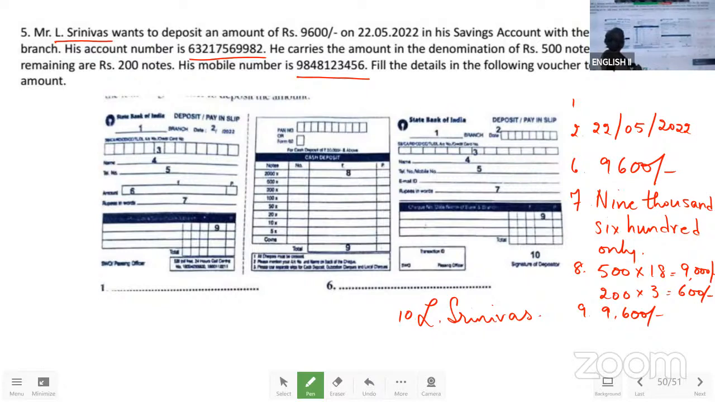Many children blindly, because it's written in 2000, they try to write 2000 into 18 is, sorry, amount is 9,000. 2000 into, still you won't get it, because hundreds also are there, 600. So children, be sure, just because he has written the number here doesn't mean it's in 2000. Check, very clearly he says in 500 and 200 notes.